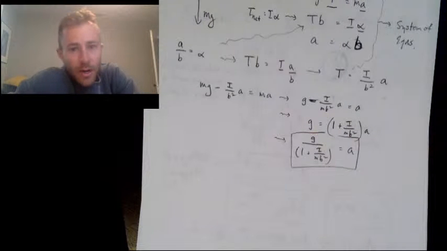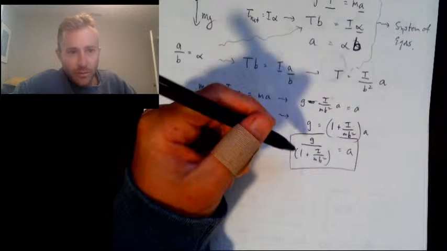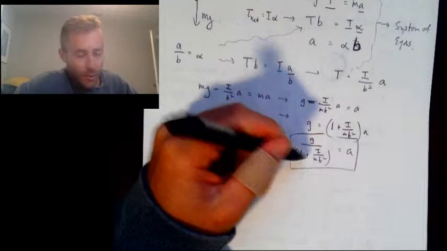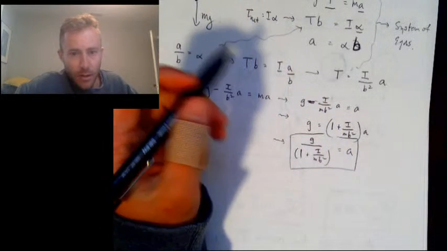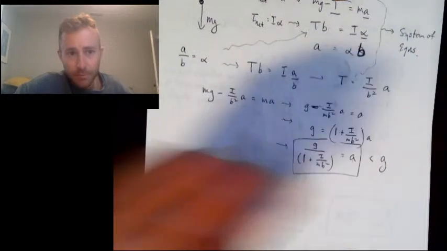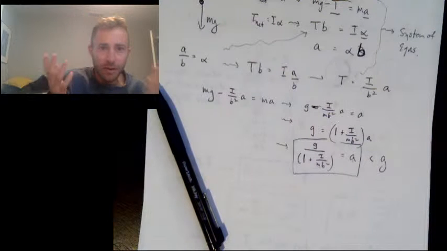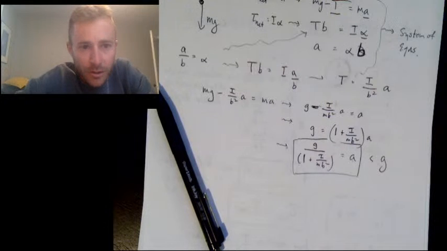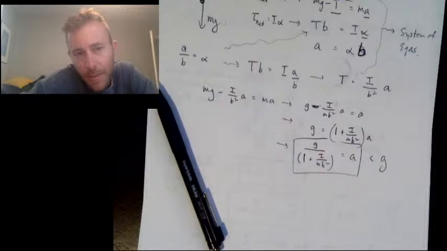One of the things I want to point out is, see how we're dividing the gravitational acceleration by a number that is greater than 1. See how it's 1 plus some positive stuff. Okay? So what that means is that this linear acceleration of the yo-yo is less than gravity. So that's a sanity check, right? Because if you've ever played with a yo-yo and you let it unfurl on its own, you know that it accelerates downward at a fairly slow rate that's less than gravity.